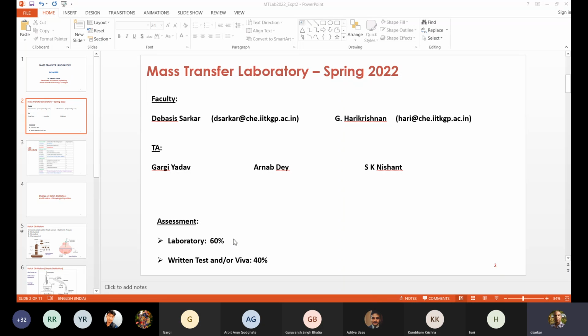Okay, and this perhaps is important for you. Your assessment will be based on both your performance in the laboratory and how well you prepare your laboratory manual. That will carry 60% weightage. Then at the end of all your experiments, we'll conduct a written test and/or viva. See, I say and/or, right? So that will carry 40% weightage.